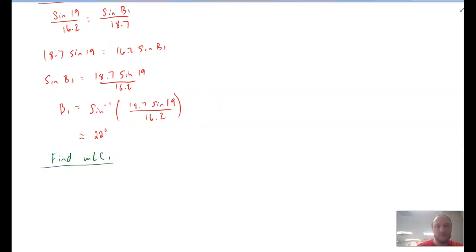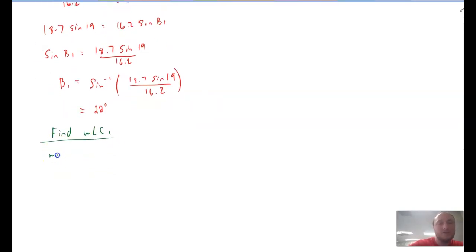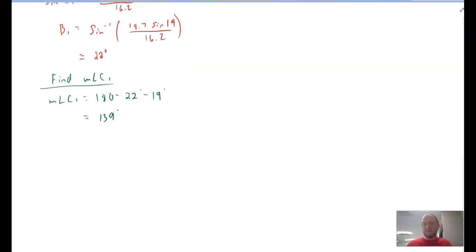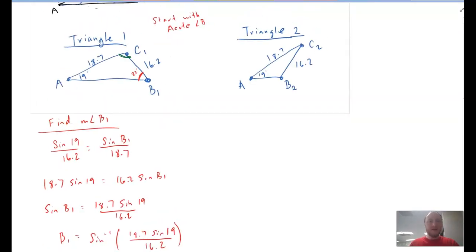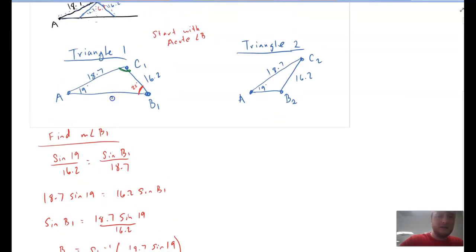Okay, so find the measurement of angle C1. All right, so the measurement of angle C1 is equal to 180 degrees minus the two angles that we have, right? 22 degrees and 19 degrees, leaving us with 139 degrees. All right, hey, I found two of them. The only thing I have left now to find is this side, the little c.